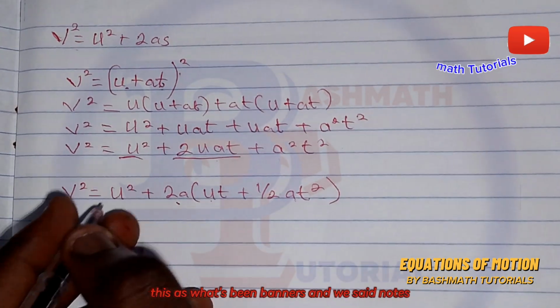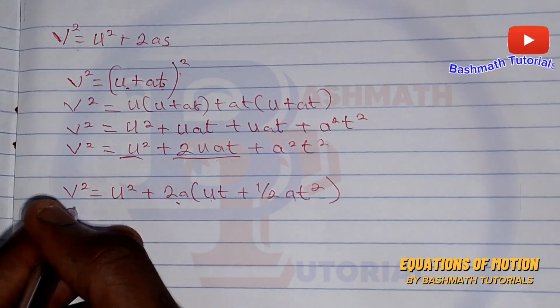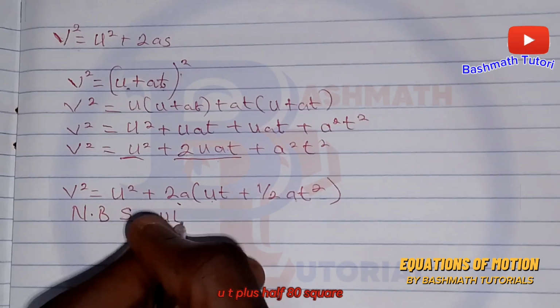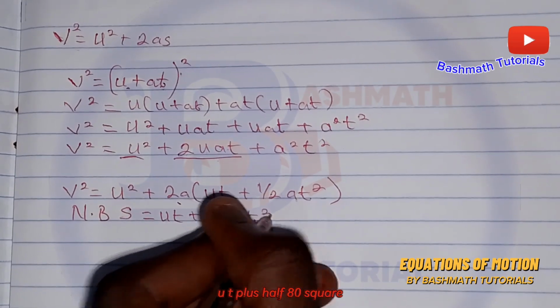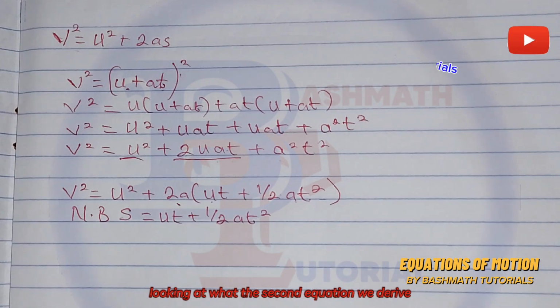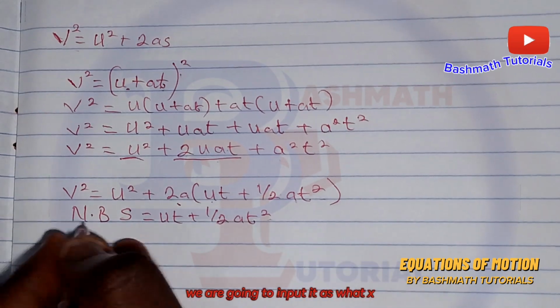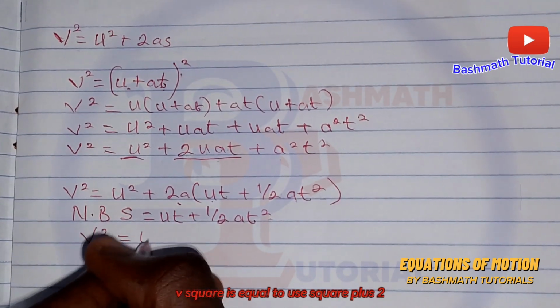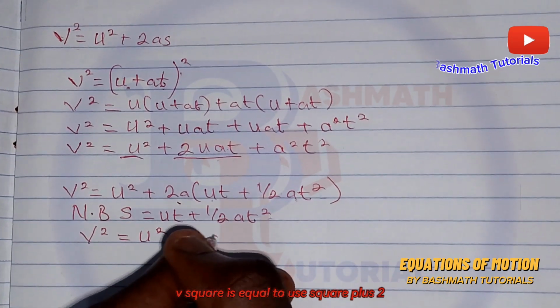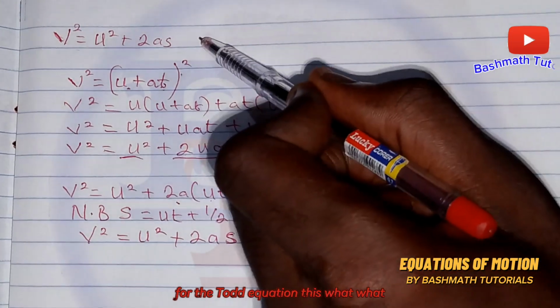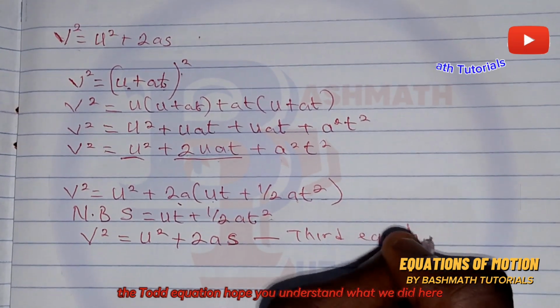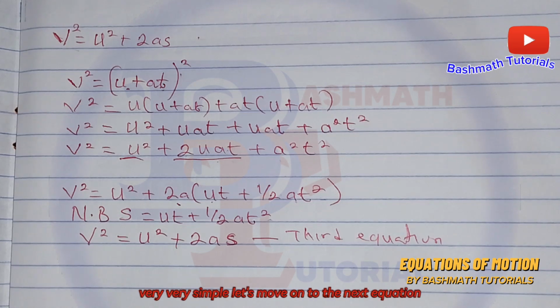Now looking at something like this, this has been balanced, and we said note that our x is equal to ut plus half at square. Looking at the second equation we derived, therefore anywhere we are seeing ut plus half at square here, we are going to input it as x. Therefore the equation will become v square is equal to u square plus 2ax. Therefore we have already derived the third equation. I hope you understand what we did here. Now it is very, very simple. Let's move on to the next equation.